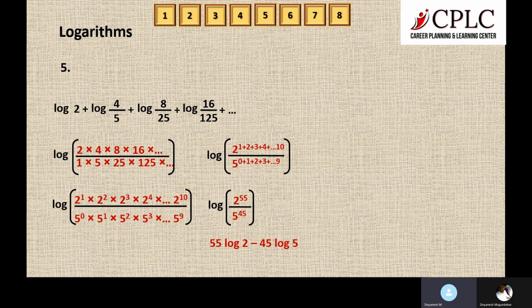Again, this is not present in the options. So what else you can do is take something common from both the terms. You'll be left with 5 times 11 log 2 minus 9 log 5 as the answer of this simplification, which is option 3 for the fifth question.